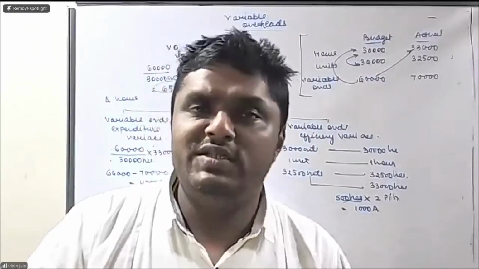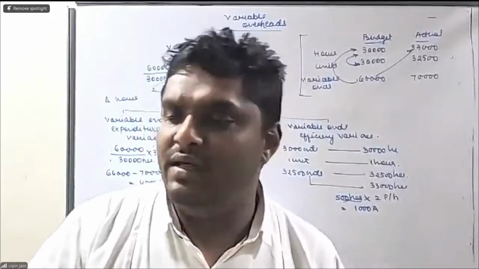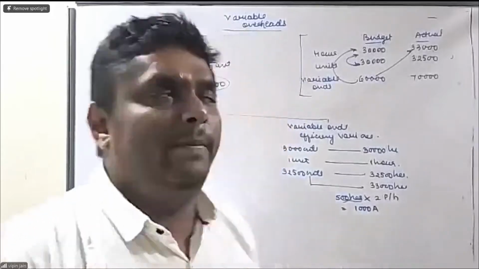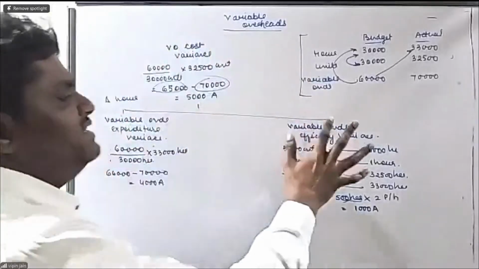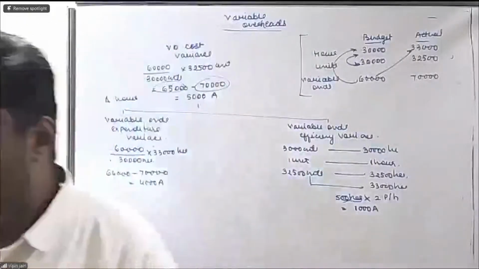No Dev Kumar, there is no capacity, there is no calendar, no volume, nothing. Simply three variances: cost, expenditure, and efficiency. That's it.